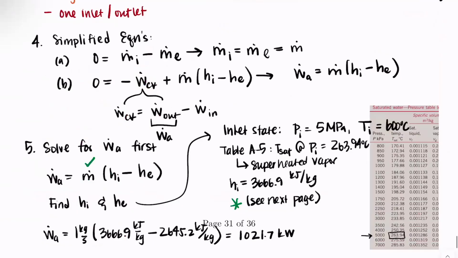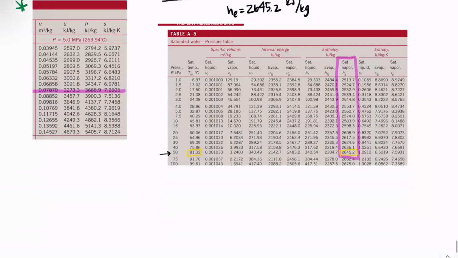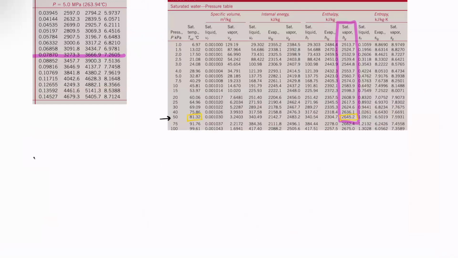All right, so this is one of the items we were looking for, so we're done with that. Any questions on that one? No? Okay, so now we want to find our isentropic efficiency.